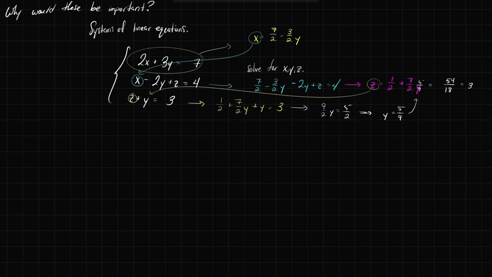And then finally, we know that x has a representation in terms of y as well. So plug 5 ninths in for y, and we get 7 halves minus 15 eighteenths. 7 would be 63 eighteenths, so 63 minus 15 is 48 over 18, which unfortunately doesn't simplify quite as easily, but it's divisible by 6, and we end up with 8 thirds. So it turns out x is 8 thirds, z is 3, y is 5 ninths.